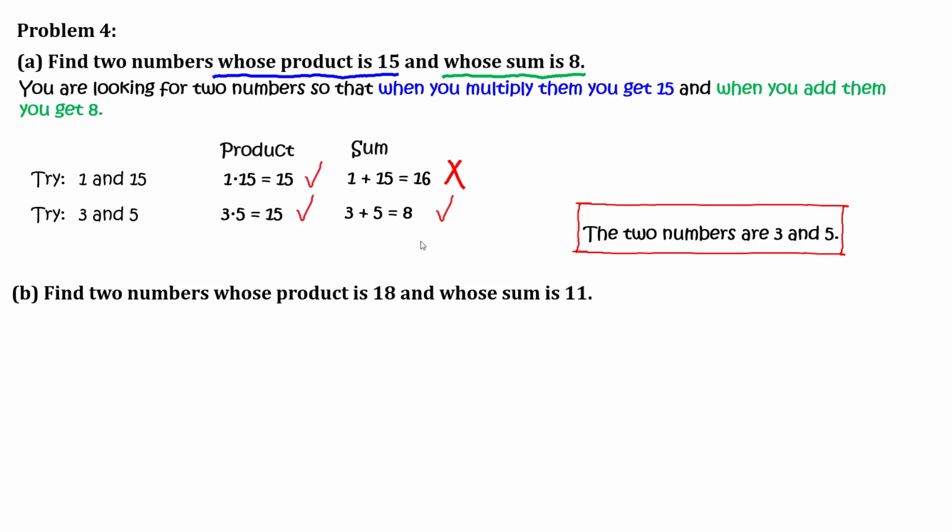So I was asked to find two numbers so that their product is 15 and their sum is 8, and the two numbers are 3 and 5. Or you can say they're 5 and 3, right? Whatever. It's a list, so you can list it in any order.